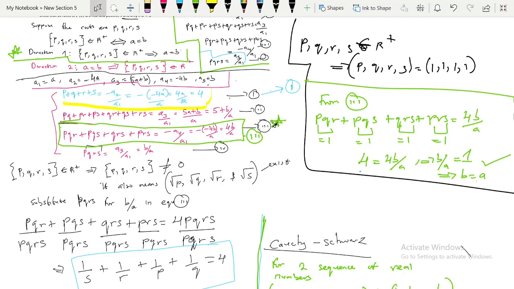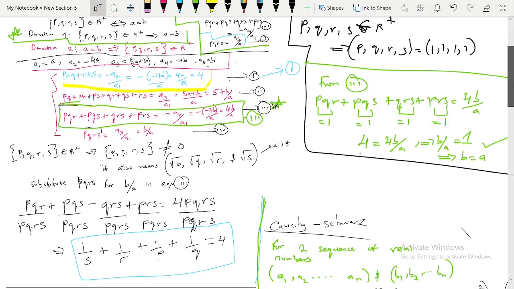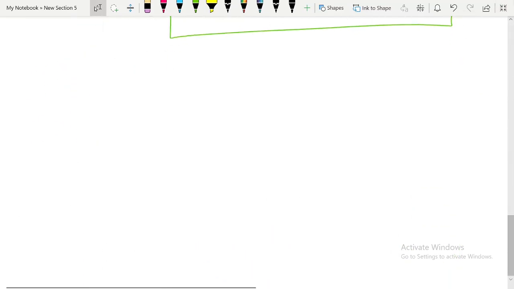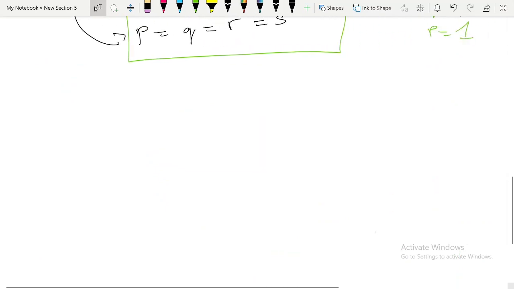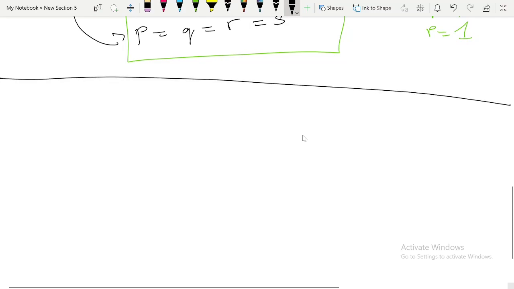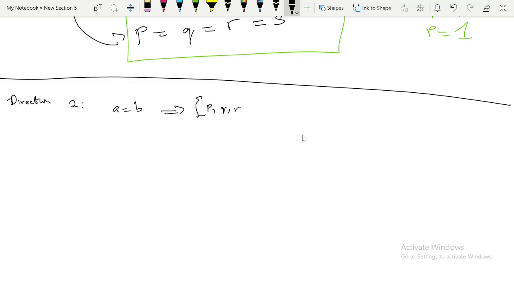So for the second part, this is what you just do, to make the second part go away as fast as it can. So remember the second direction was this. So now come to direction 2: that A equals B implies that PQRS are positive reals. So let's come to that.